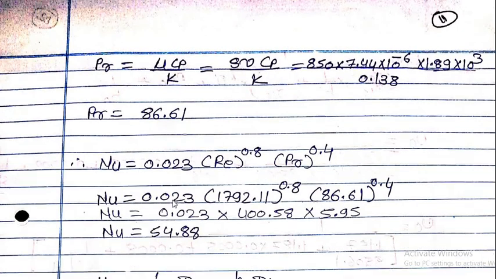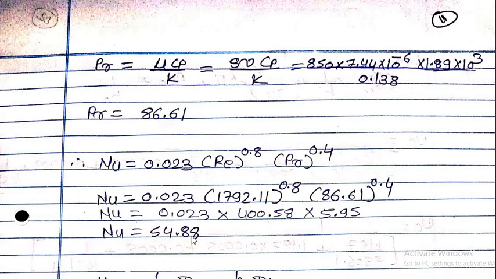Now we know the relation provided for the Nusselt number. Nusselt number is equal to 0.023 into bracket Reynolds number raised to 0.8 and Prandtl number raised to 0.4. So just put the values of Reynolds number and Prandtl number at their positions in the equation. So we'll get the Nusselt number is equal to 0.023 into bracket 1792.11 raised to 0.8 into bracket 86.61 raised to 0.4. So Nusselt number is equal to 0.023 into 400.58 multiplied by 5.95. So Nusselt number we will get 54.88. So this is the Nusselt number for the oil.